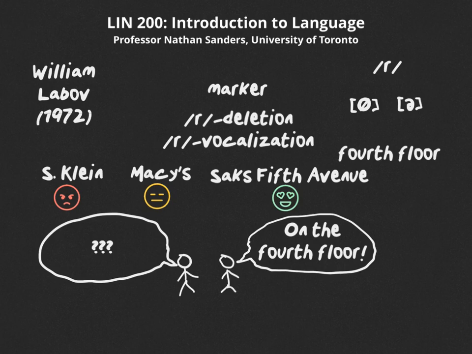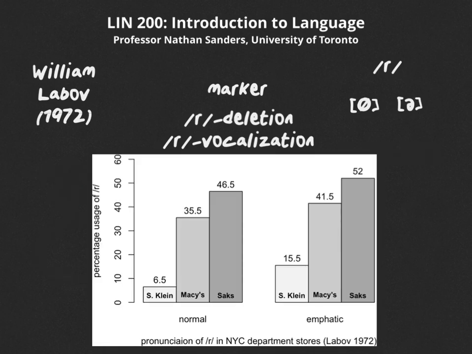Labov kept track of whether they pronounced R in the first normal response and whether they pronounced it in the second emphatic response. What he found was interesting in at least two ways. First, there was an overall difference in how often R was pronounced based on the prestige of the store. This is somewhat surprising because the workers in the three stores are actually all from roughly the same social class, so they should speak the same way.